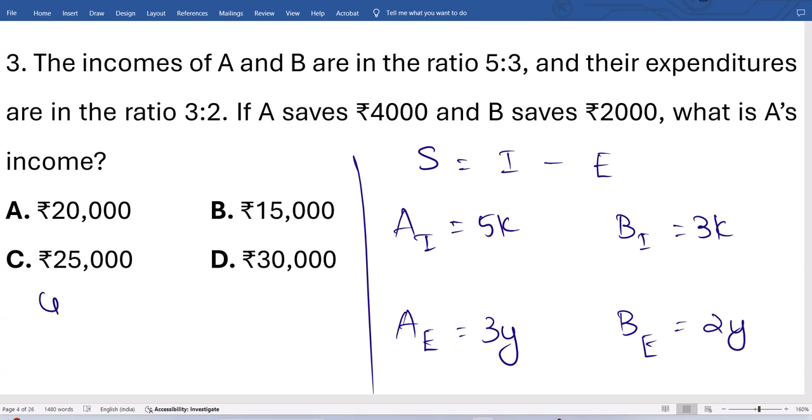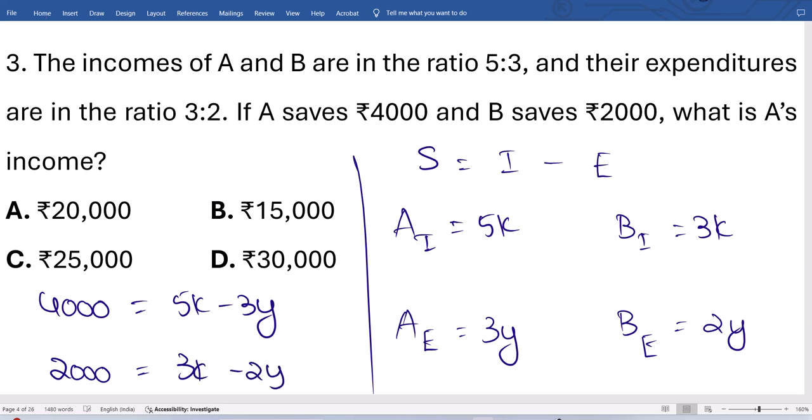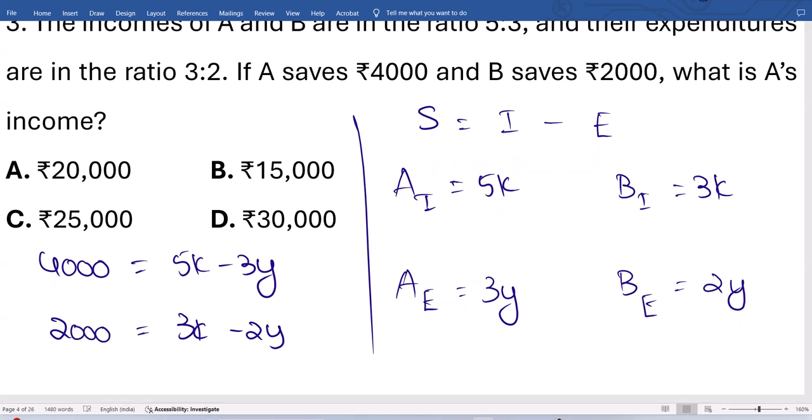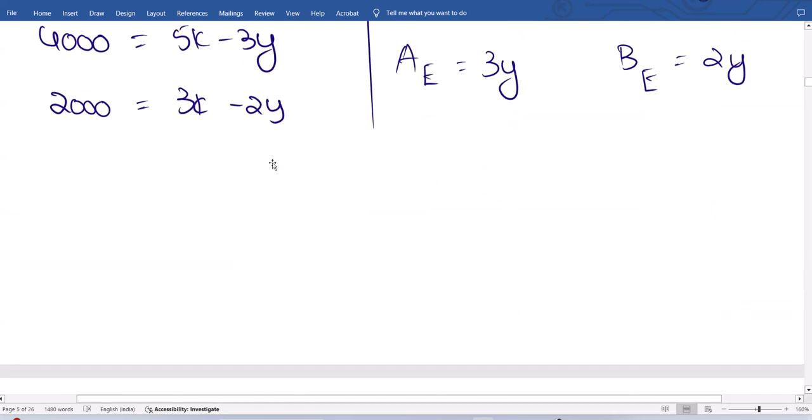Now savings is income minus expenses. A savings is 4,000. What is A income? 5K. A expenses 3Y. B savings is 2,000. What is B income? 3K minus 2Y. Now, your target is actually to calculate the K value. If you know the K value, then you can obtain A income. Right?